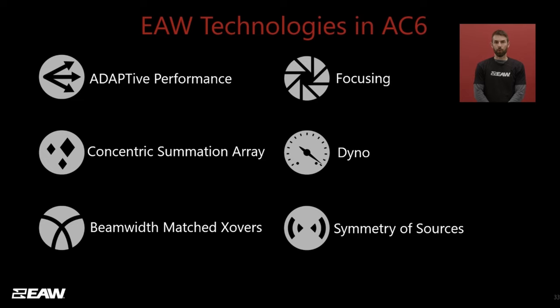AC6 is using 6 core EAW technologies. Each one is integral to its acoustic performance. Adaptive performance integrates nearly every aspect of the loudspeaker, mechanical, electrical, and acoustical design. This is the same technology we use in the larger Anna and Anya speakers.